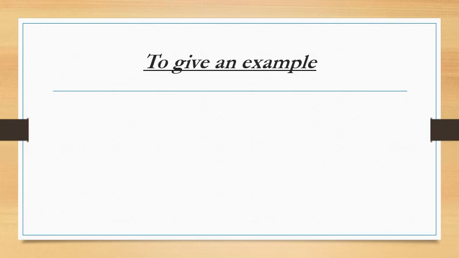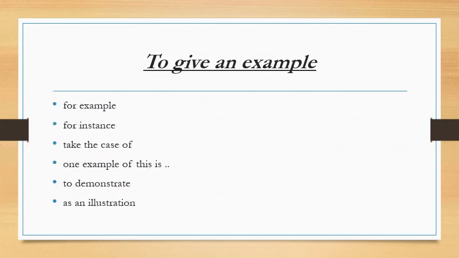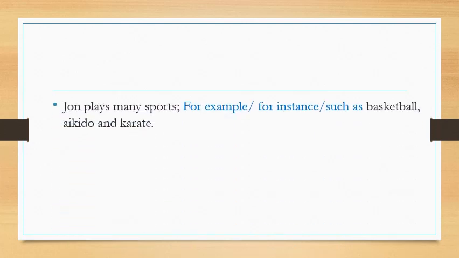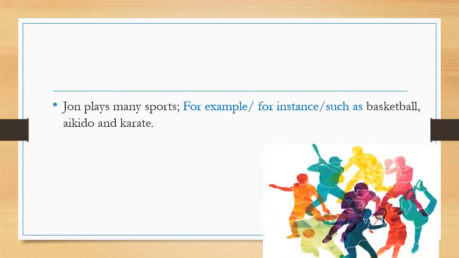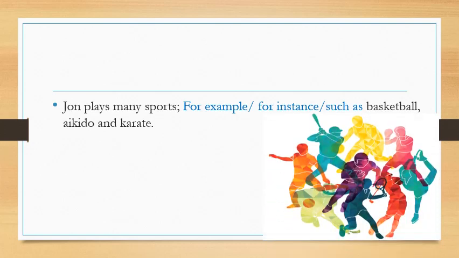In order to give an example in a paragraph, because examples make your writing more clear and informative. So here, in order to give an example, we can use the following expressions. For example, for instance, let's take the case of, one example of this is, to demonstrate, as an illustration. An example to be given is: John plays many sports, for example, for instance, such as basketball, aikido, and karate.